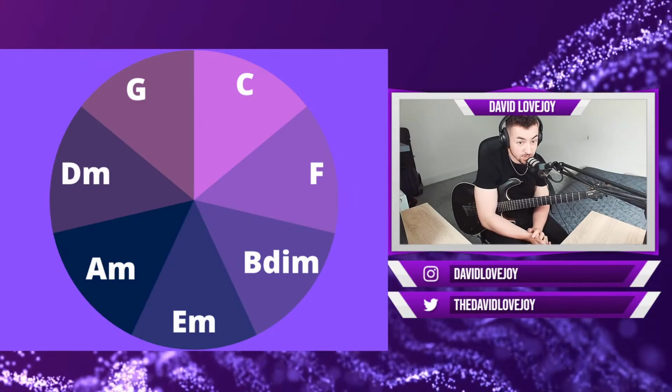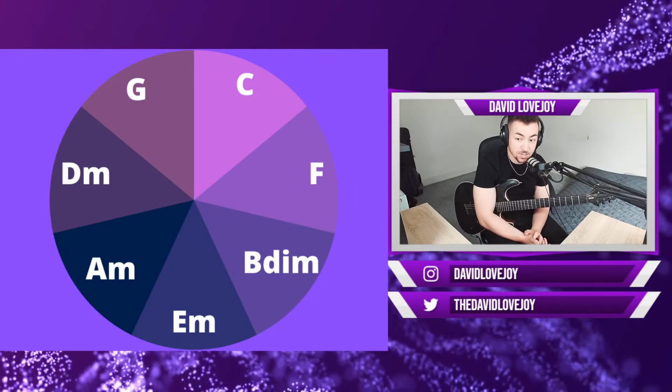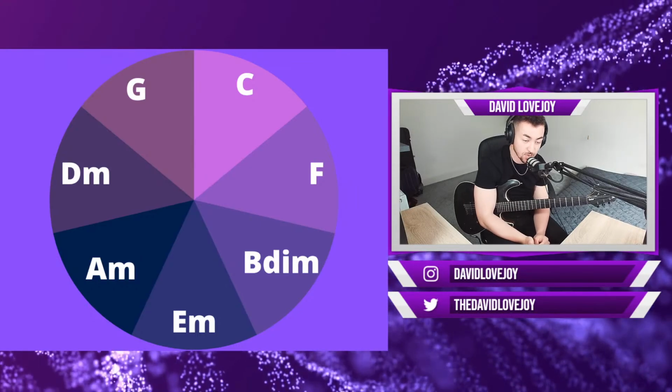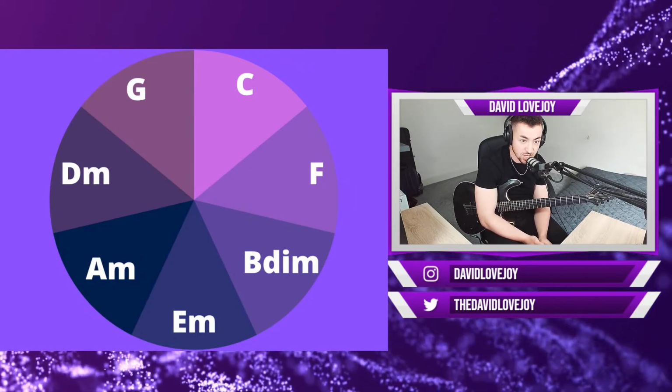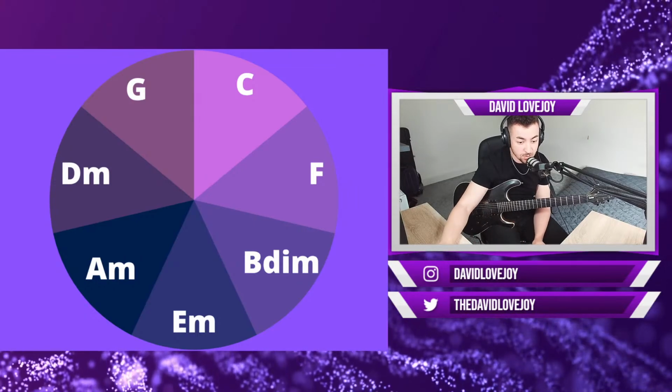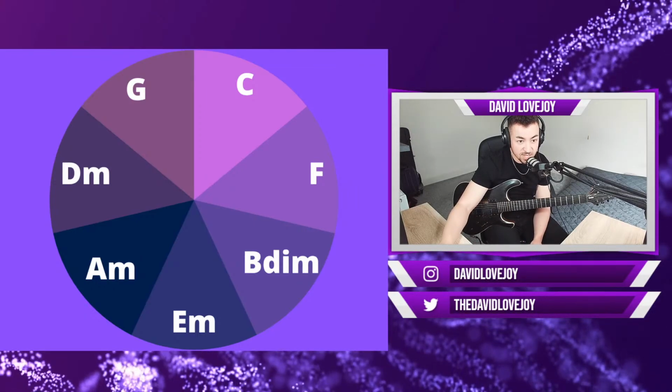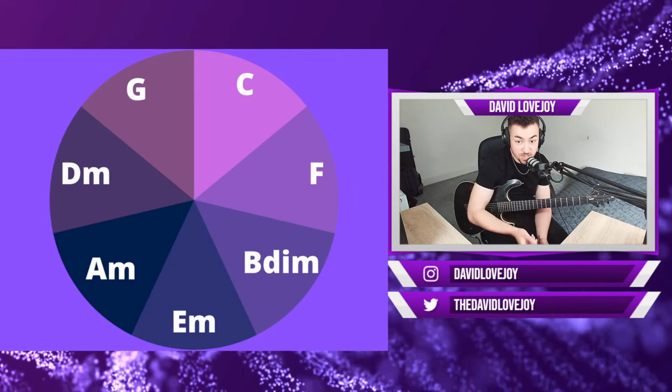So if we start on C, then the next chord would be F, then the next chord would be B diminished, the next chord would be E minor, the next chord would be A minor, D minor, G, and then back to C again, okay? So those are our chords using the cycle of fourths.